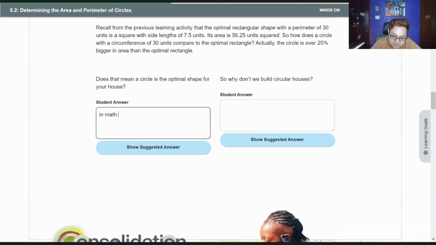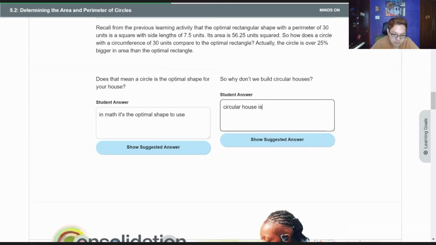In math, the optimal shape to use. Circular house. Many problems.